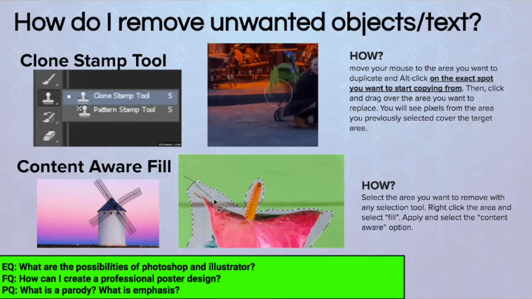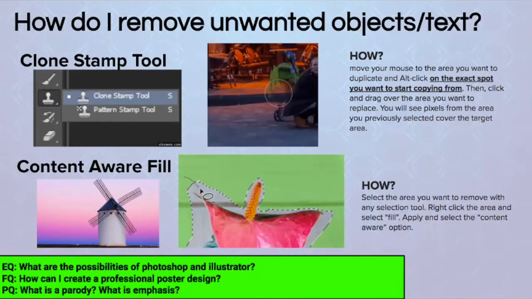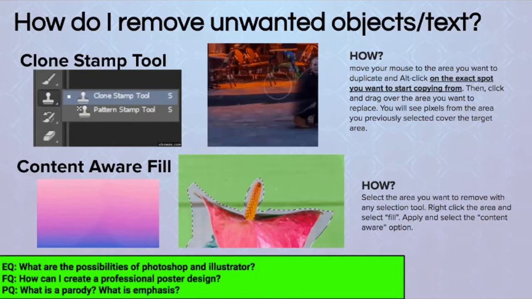I use the lasso tool, like in the GIF here, and you right click the area that you selected and you select fill, and then you select the option called content aware fill. I'm going to demonstrate this for you guys so you can see what it looks like, but just to kind of go over the tools with you.